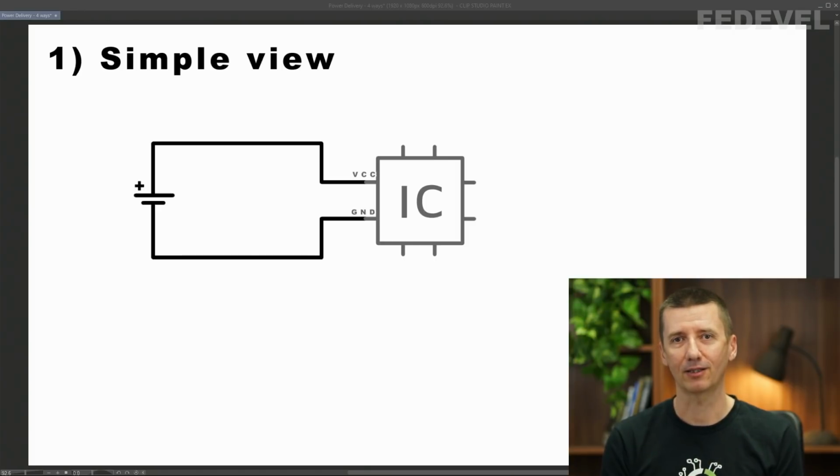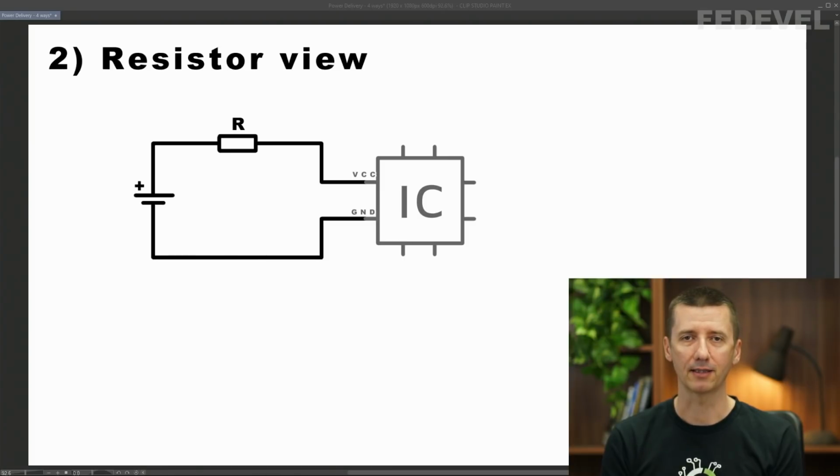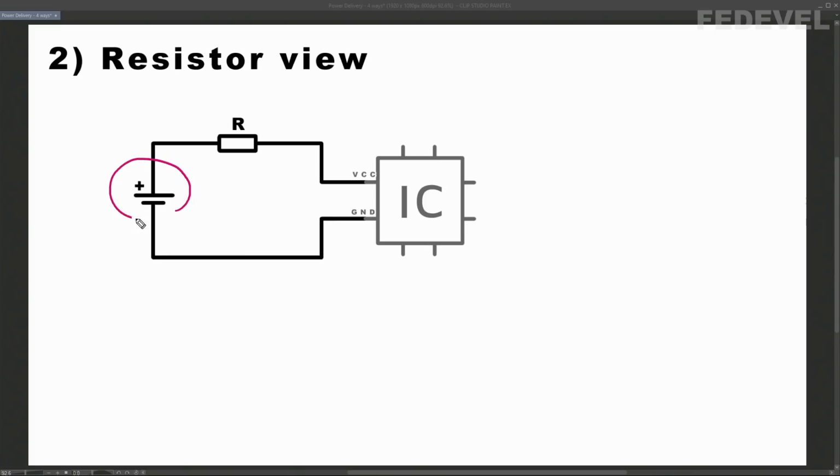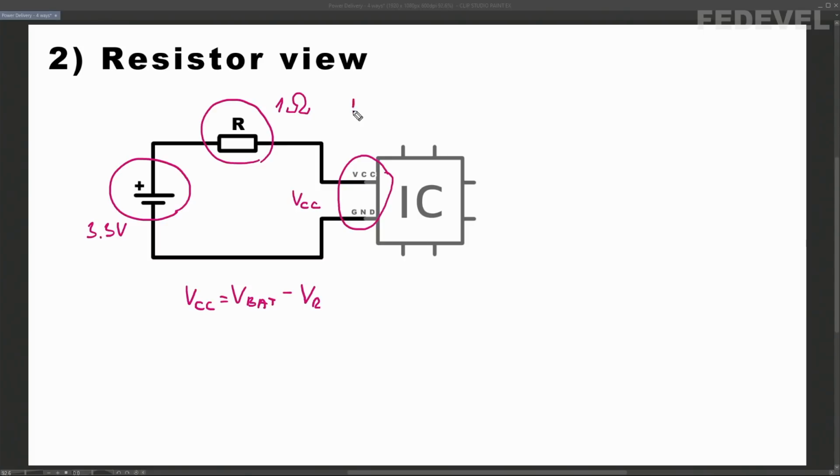If someone knows the basics of electronics, they will know that these wires or PCB tracks will have some resistance. So in the second, more complicated view, the circuit will look like this. If this is a 3.3 volt battery and the resistance of the wires or tracks is, let's say, 1 ohm, then the voltage on our chip can be calculated as battery voltage decreased by the voltage lost on this resistor. Let's say our chip needs a current of 1 amp. Based on Ohm's law, the voltage lost on this resistor is going to be 1 amp multiplied by 1 ohm, and that's 1 volt. So the voltage on our chip is going to be 3.3 volt minus 1 volt, and that equals 2.3 volt.